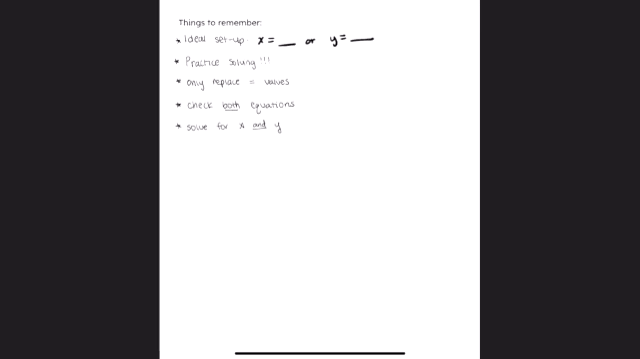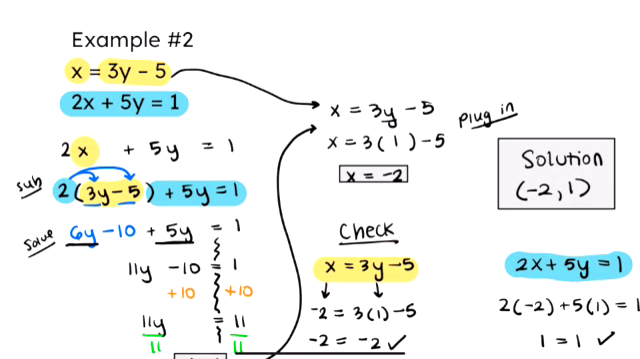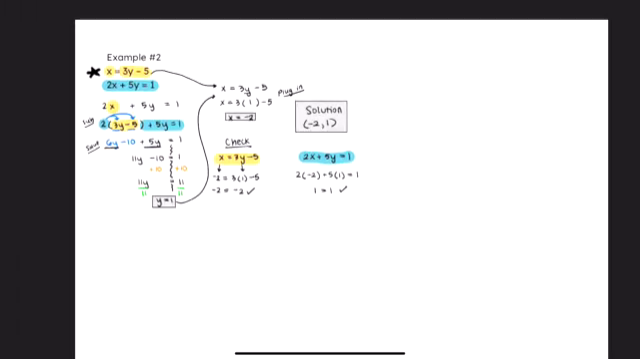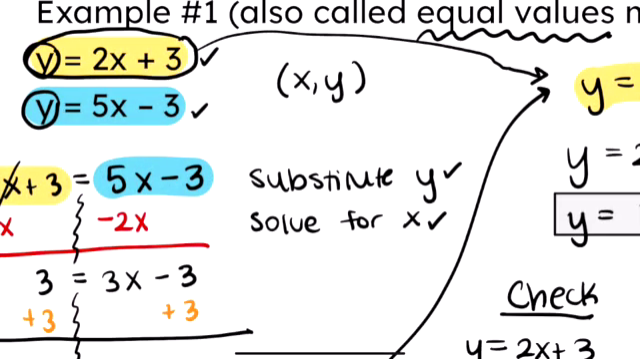So if you look back at the problems that we did, this right here, x equals 3y minus 5, told us that we could use substitution method. And right here, y equals 2x plus 3, told us the same thing.